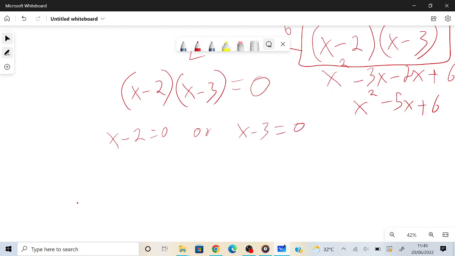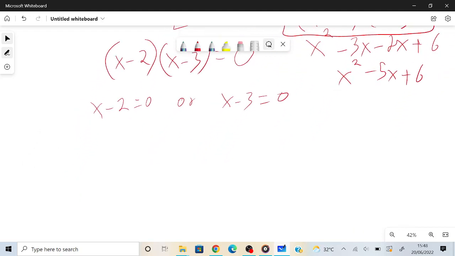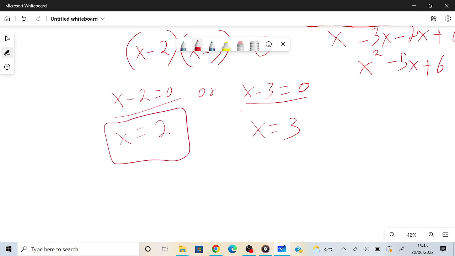Now, one thing to know in quadratic equations is that most of the time you will get two answers. It's rare you get one answer, but you can, but most of the time it's two. So using your algebra knowledge, you know this is x equals 2, and you know this is x equals 3. Those are your final two values for x.